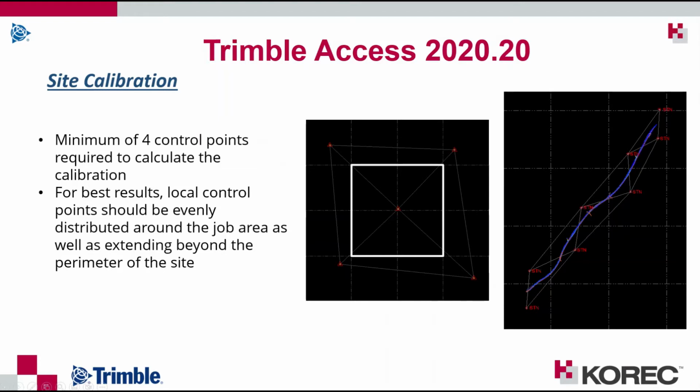And then you have an example there of a road job, more of a linear geometry, I suppose. Then you can see your control points evenly distributed either side of the roadway along the entire length of that road.